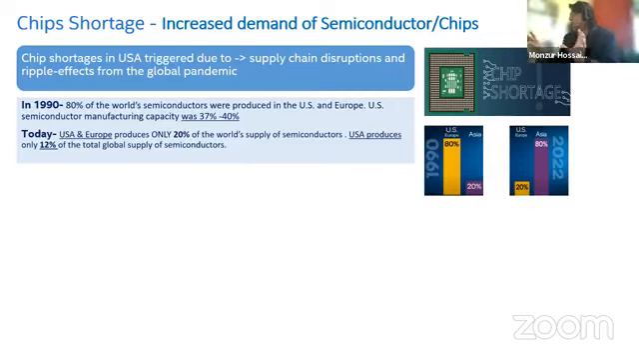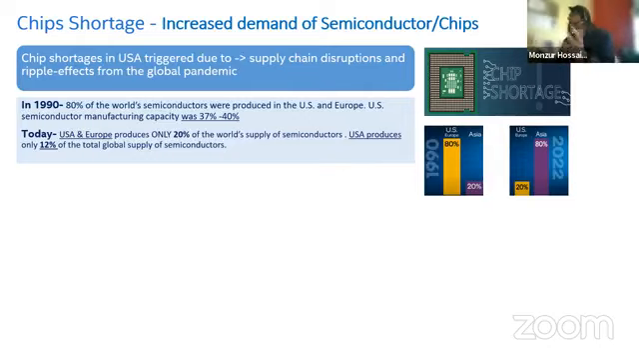So that's disrupted, that makes the chip shortage, and now demand is high. Just one statistic: in 1990, 80% of the world's semiconductors were produced in the USA and Europe. Think of it. In the 90s era, 80% of the whole world's semiconductor supply came from the US and Europe, and the US alone was supplying like 37 to 40% of semiconductors or chips. What happened today? The US alone only supplies 12%. The USA and Europe together are producing 20% of chips.